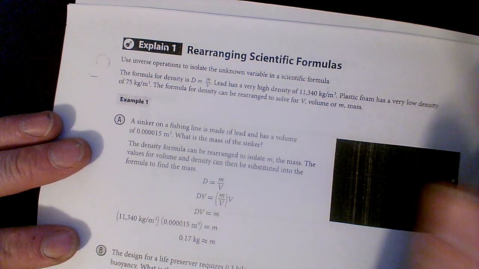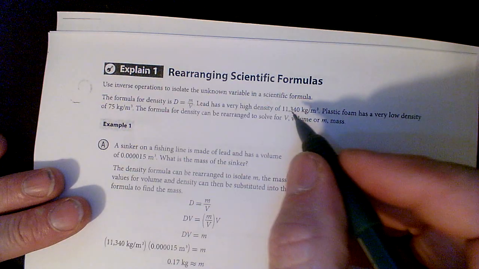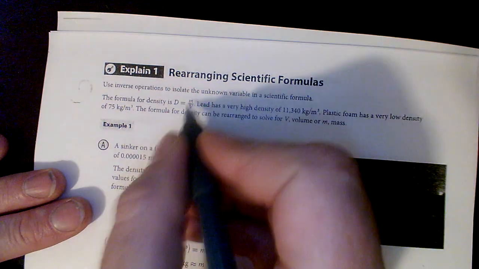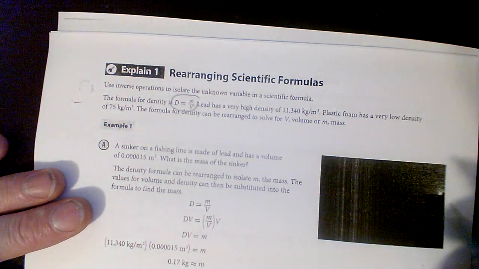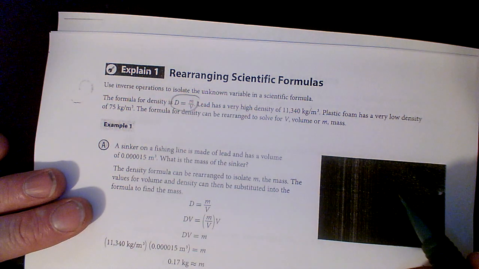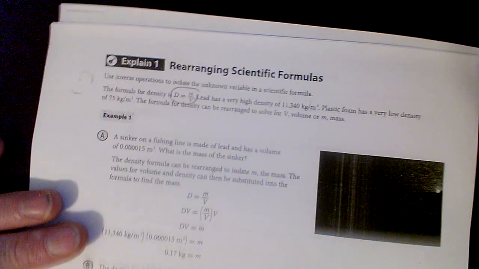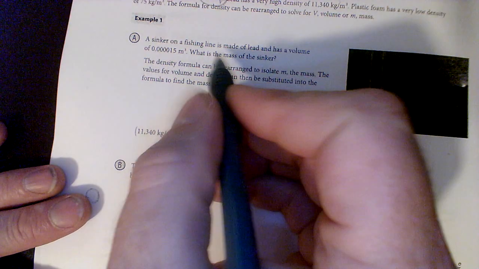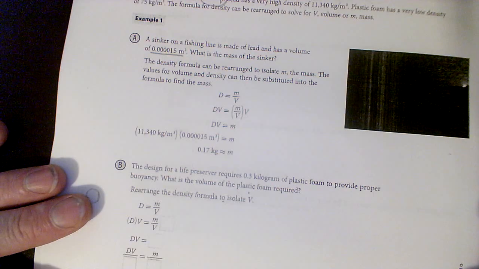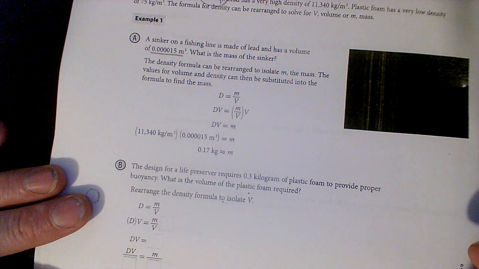Alright, using inverse operations to isolate unknown variables in a scientific formula. The formula for density, right? Density equals mass divided by volume, right? That's the formula for density. So here's how we have one. The sinker on a fishing line is made of lead and has a volume of 0.000015. What is the mass of the sinker, right?